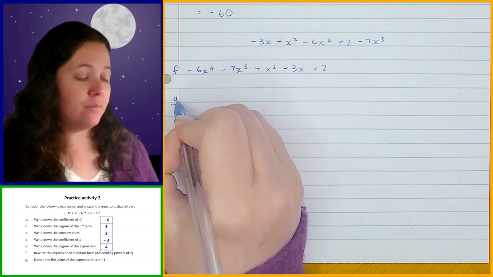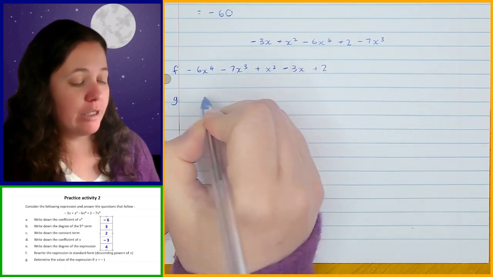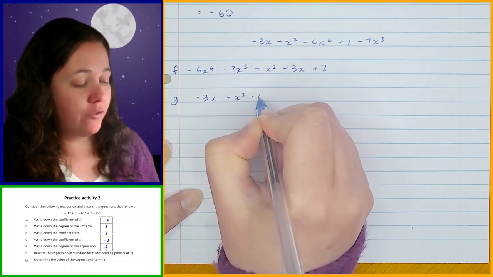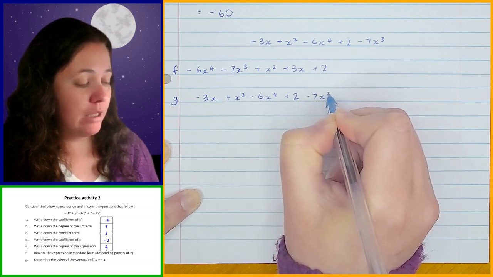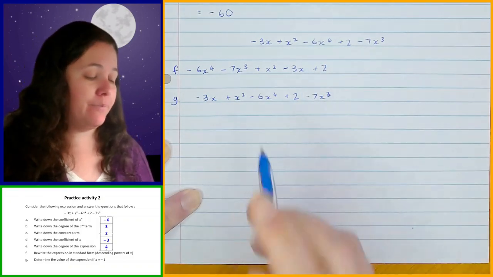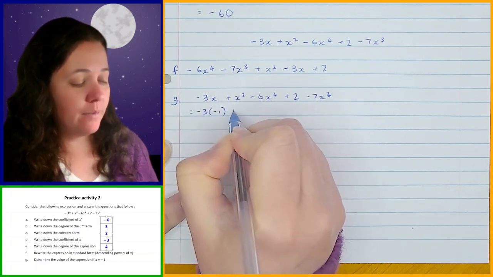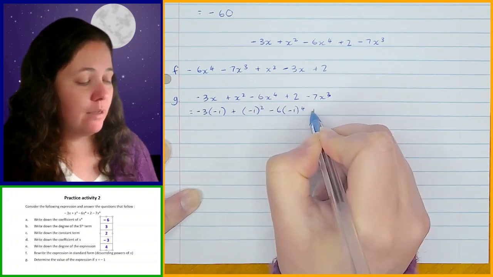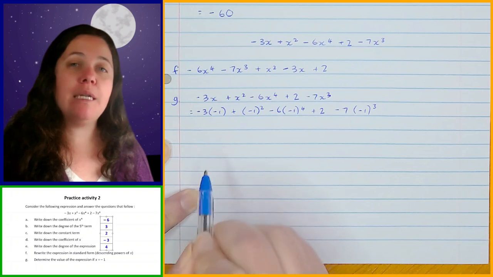And then g, we have to determine the value of this expression if x is equal to negative 1. So I'm going to start off by taking my expression. As I said, always work from the version that they gave you rather than the version you got when you rearranged it, if you were asked to do that. Because otherwise you could end up with problems coming through from what you did over there if you made a mistake there. Okay, now I'm going to substitute in the negative 1. So I've got negative 3 times negative 1 plus negative 1 squared minus 6 times negative 1 to the power of 4 plus 2 minus 7 times negative 1 cubed. And remember, whenever you're doing substitution, you put it in brackets.